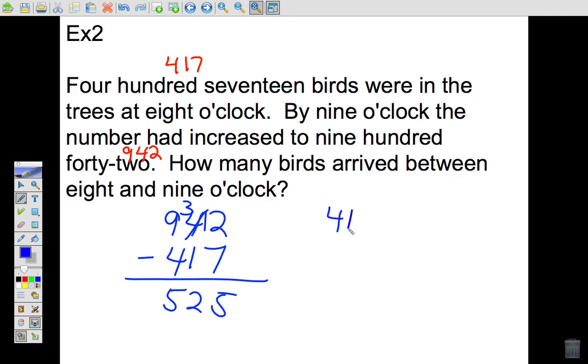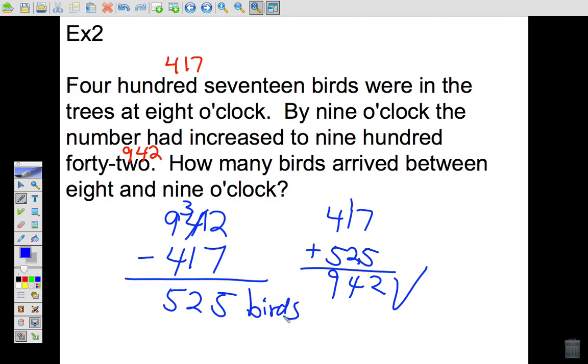So let's check it now. I should be able to take the 417. Remember, what's the opposite of subtracting? To add. Or in other words, the inverse of subtracting is addition. And I get 942. So it checks. So my answer is 525 birds arrived between 8 o'clock and 9 o'clock.